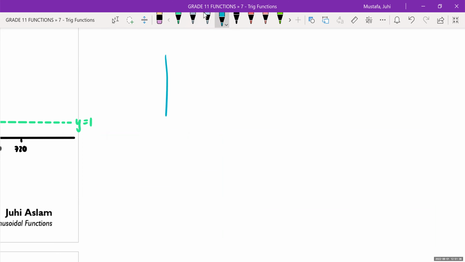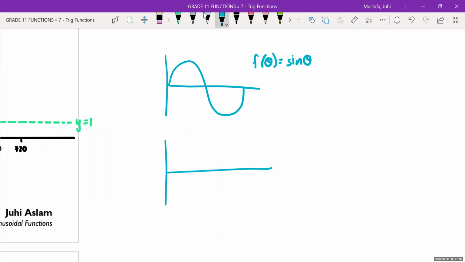Okay, so here is the graph for sine theta. We know this, we learned this yesterday. The graph for negative sine theta is just the flipped version of it. So f theta is equal to negative sine theta. So if there's a negative sign, it means you're going to be drawing the graph flipped over, and it's going to look like that.